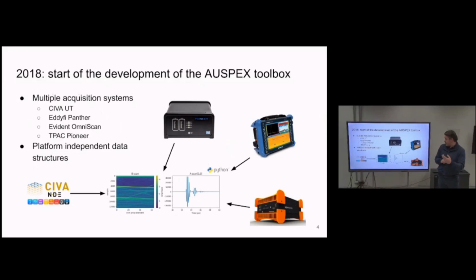Another thing that was and is important for us is standardization of the representation of ultrasonic data acquired from different equipment. Back then we had a Panther, an Olympus Omniscan. Now we also have a Pioneer. We had since 2019 a license of the SIVA simulator. So we needed all of these data to be represented in the same manner so that the same algorithms could be called to process those data.